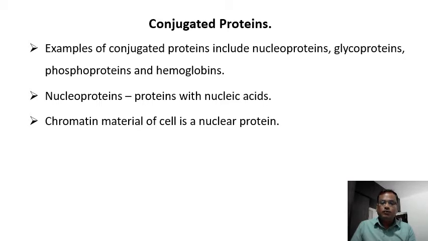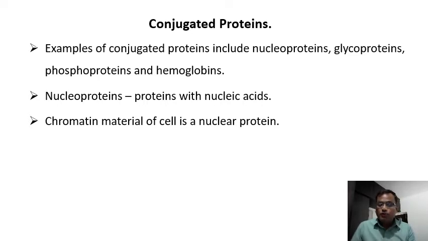Now, here nucleoproteins, so as the name suggests, the proteins which are associated with nucleic acids like DNA and RNA. And nucleoproteins are nothing but chromosomes, right? Then chromatin material of cell is a nuclear protein. Now chromatin material, I mean chromosomes. Then glycoproteins means the protein molecule is associated with carbohydrate. Then phosphoproteins, where the phosphate groups are attached with the protein molecule.